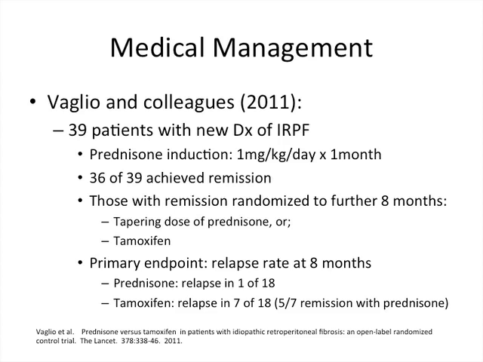And their primary endpoint for the study was relapse rate at 8 months. Relapse in their study was defined as a recurrence of their symptoms, hydronephrosis, or an increase in the size of the mass by greater than 20%. In the prednisone group, you can see 1 of 18 patients relapsed. In the tamoxifen group, 7 of 18 relapsed. And of these seven, 5 of them were switched over to the prednisone arm, and those 5 went into remission.